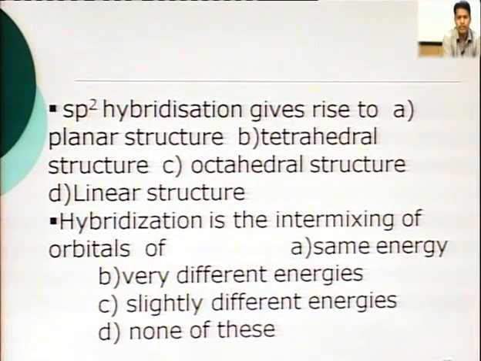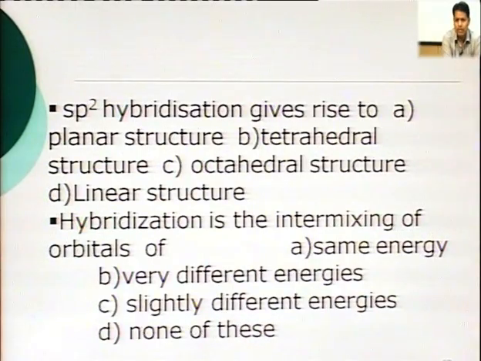sp2 hybridization gives rise to a planar structure, tetrahedral structure, octahedral structure or linear structure. The shape of sp2 hybridization is trigonal planar. So, the planar structure, A, is the best option. Tetrahedral structure is for sp3, and linear structure is for sp hybridization.